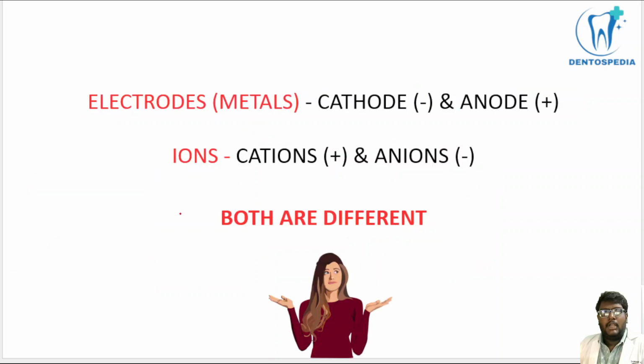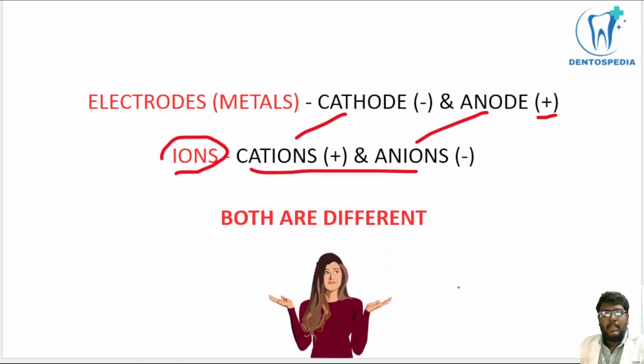And I don't want you to confuse the two terms, cathode and cation, anode and anion. So cathode is nothing but a metal that is connected to the negative terminal of the circuit. Okay, and anodes are also kinds of metals. They're connected to the positive terminal of the circuit. Cations or anions are nothing but ions having positive and negative charge. Okay, and they're different in nature.